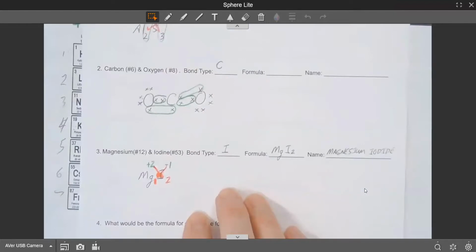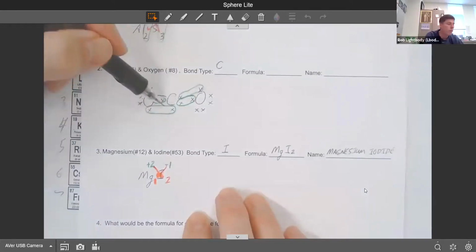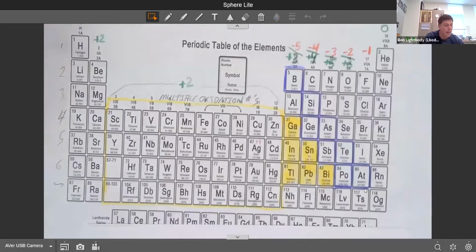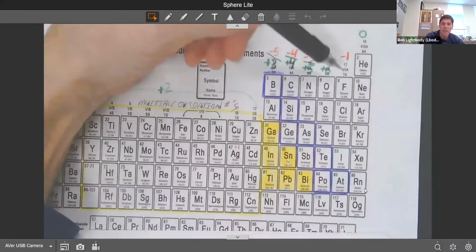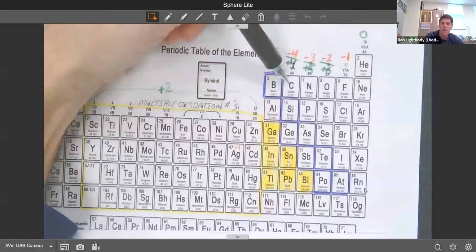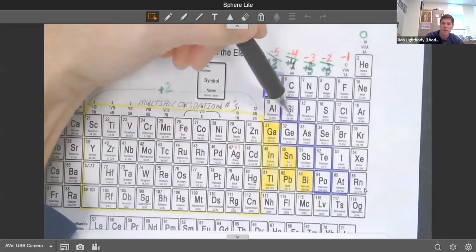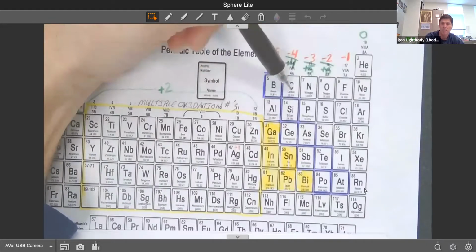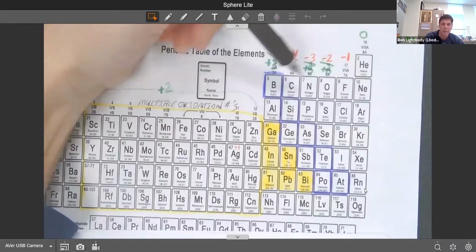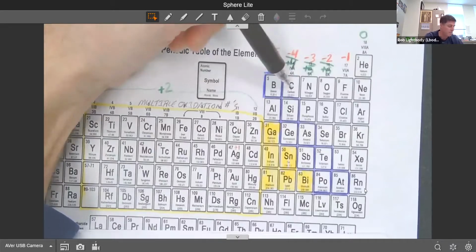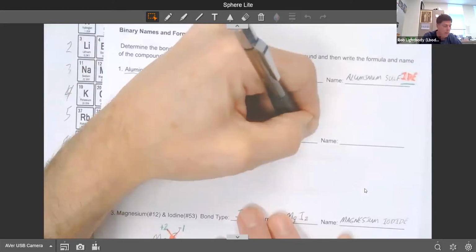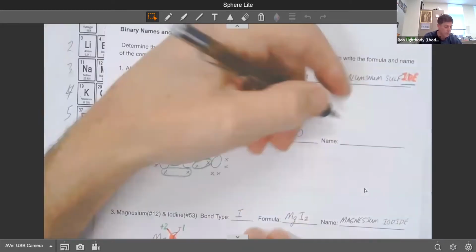The rule on writing the formulas, and we're going to add to this later, is that generally the thing that's furthest left and furthest down gets written first in nonmetals. Because carbon's furthest left, we write it first. There's some other stuff with carbon we'll bring in. So we're going to go carbon, then oxygen, and we have to say, hey, I've got two oxygens.